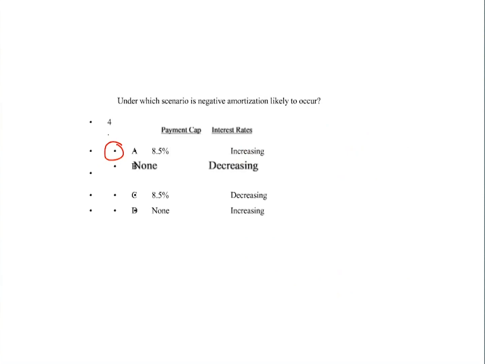This question: under which scenario is negative amortization likely to occur? Well, first of all, we have to have a payment cap, so it would have to be A or C. And also, even if we had a payment cap but rates were decreasing, we wouldn't likely get negative amortization. So we'd have a payment cap and rates increasing, which is A.